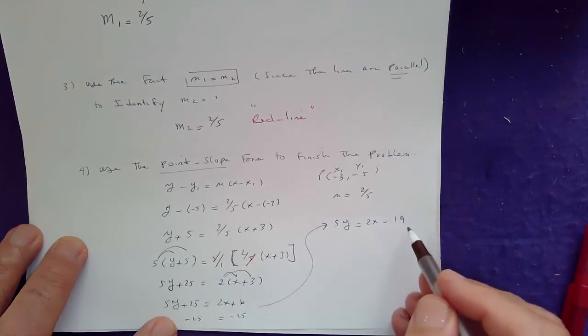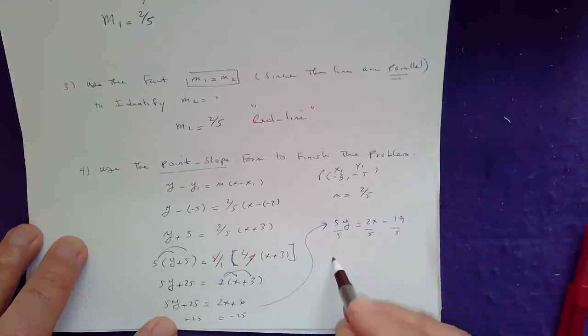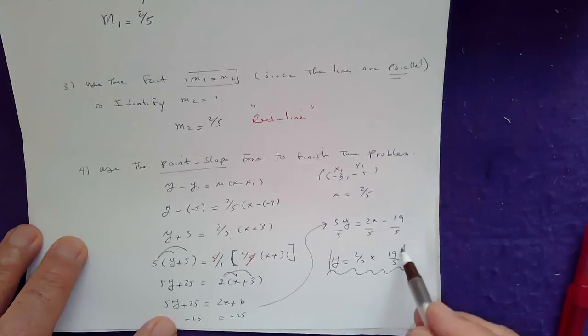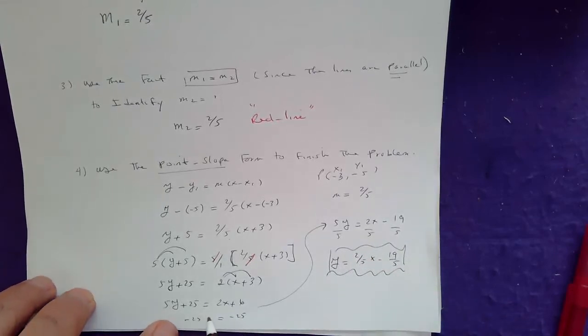19 is it? And divide both sides by 5. And y is equal to 2/5 of x minus 19 over 5. So the answer is in what? Slope-intercept form.